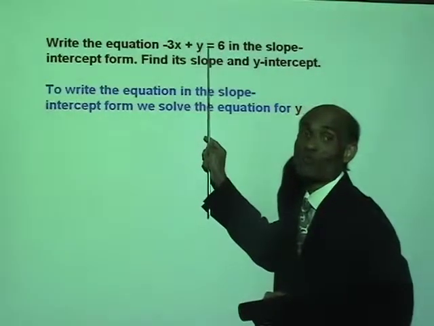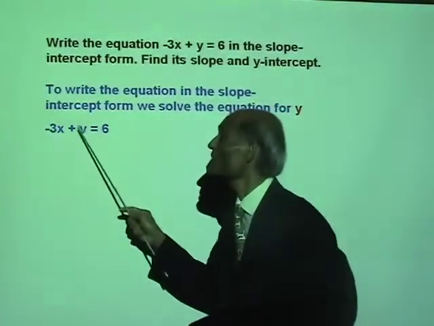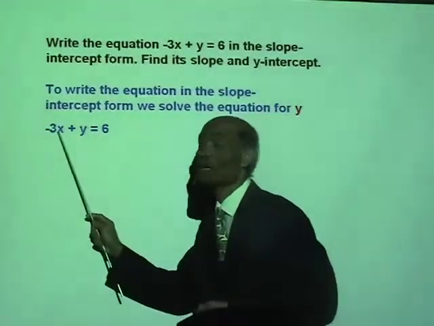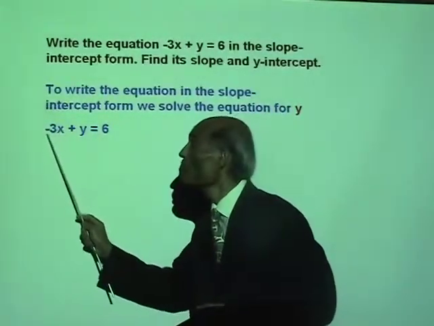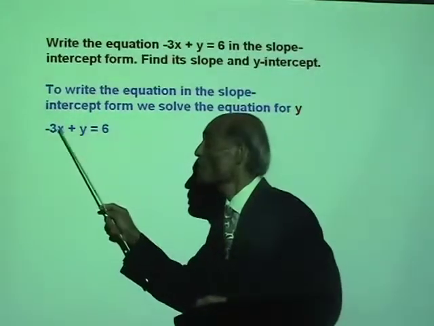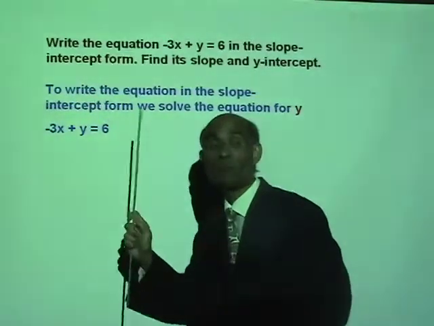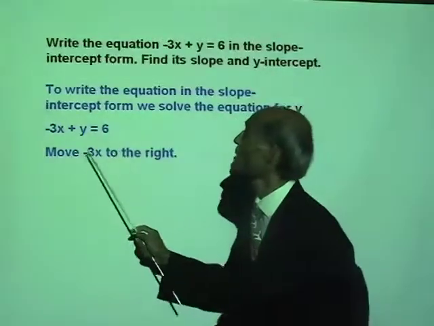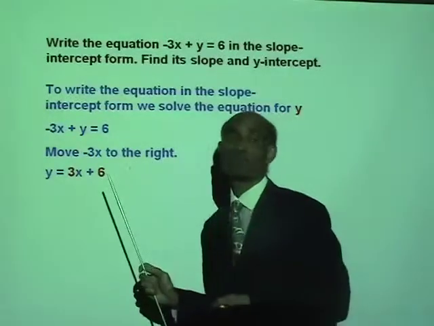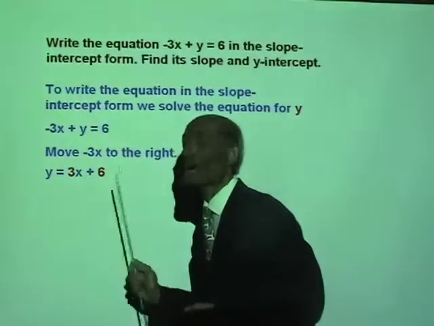Alright, can you solve for y from this equation? Our equation is negative 3x plus y equal to 6. To solve for y, all you need to do is move that negative 3x from the left to the right side. So, negative 3x moving from the left to the right becomes positive 3x. That means y equal to positive 3x plus 6. Tell me, why have I colored the 3 and the 6?